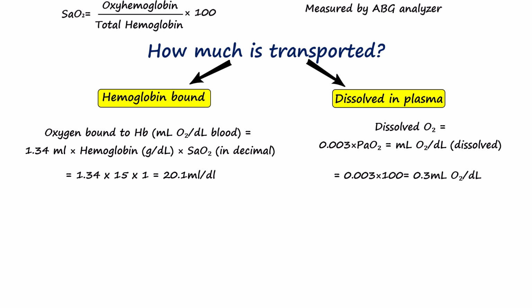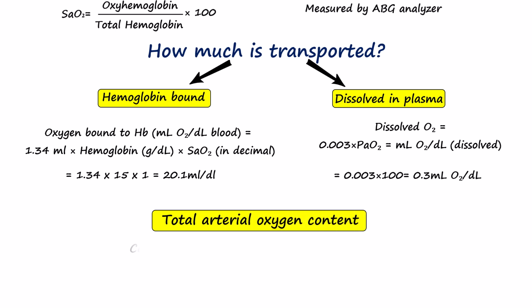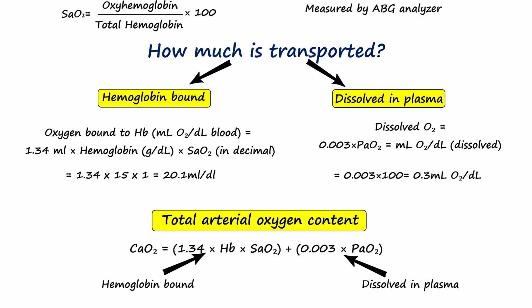Despite this small amount being transported in plasma, the partial pressure generated by the dissolved oxygen plays a critical role in determining the oxygen affinity to hemoglobin. These two modes of transportation constitute the total oxygen carried by the blood, termed the total arterial oxygen content.